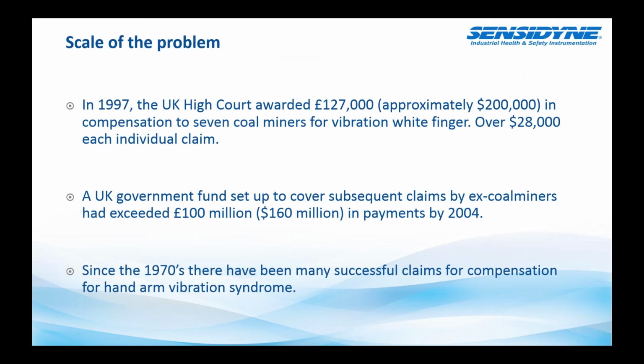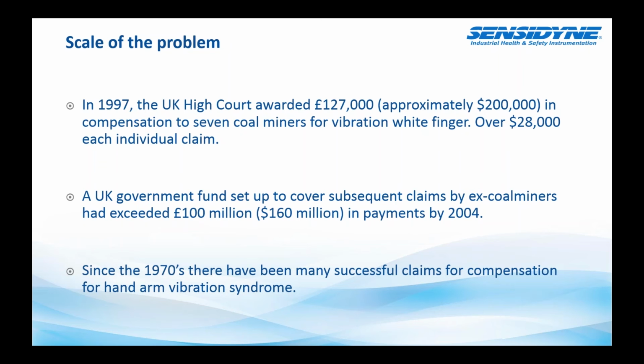And once they had done this in '97, the UK government set up a fund to cover the claims by other ex-coal miners, such that after 6 or 7 years, by 2004, they actually paid out over $160 million in compensation. So there have been a number of successful claims for compensation for this hand-arm vibration syndrome. It is something that people do make claims about. It is a problem that they want compensation for.